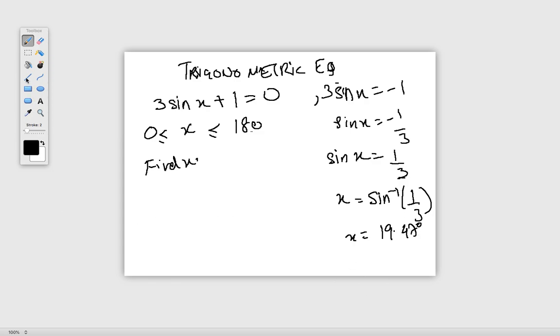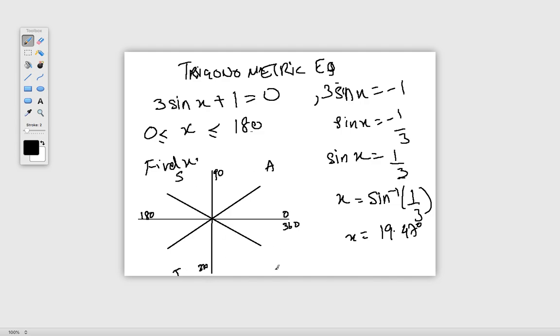Okay, now what do we do? We take the diagram, we make this xy graph. Mark this as 0, 90, 180, 270 and 360. We'll make two lines like this, and we'll label this with the alphabets A, S, T, C. So A means all. That means everything is positive in this quadrant. Between 0 and 90, sine, cos, tan, all three are positive.